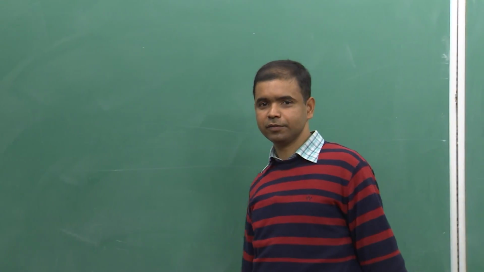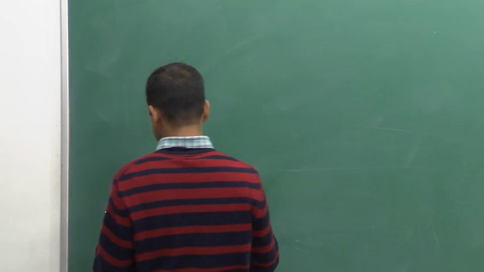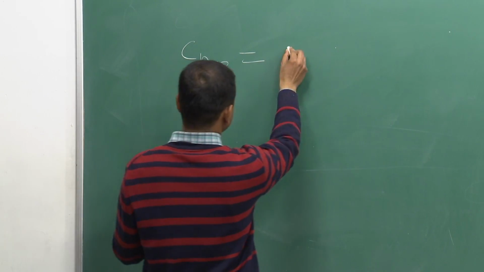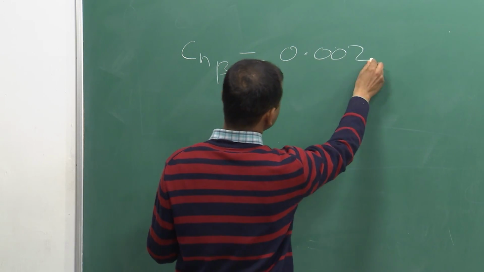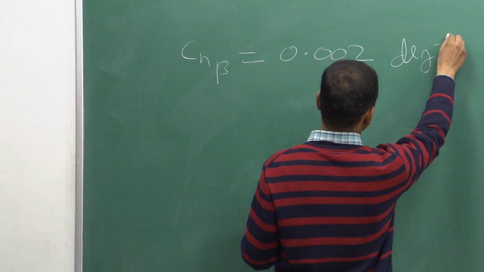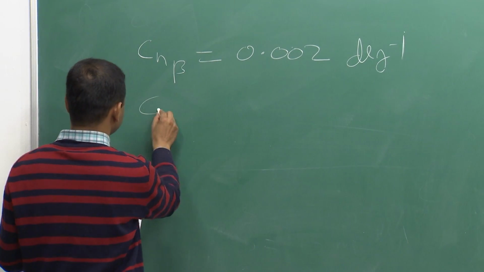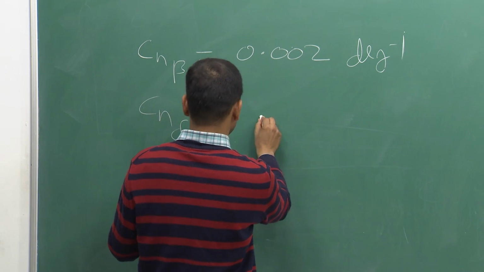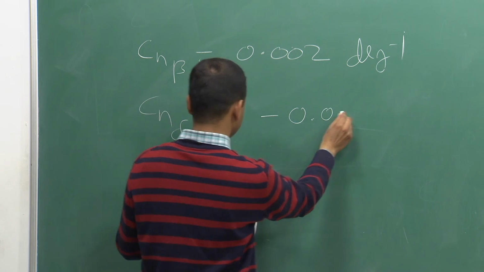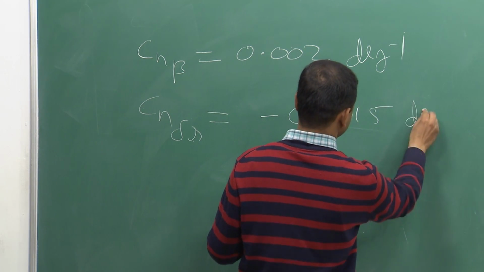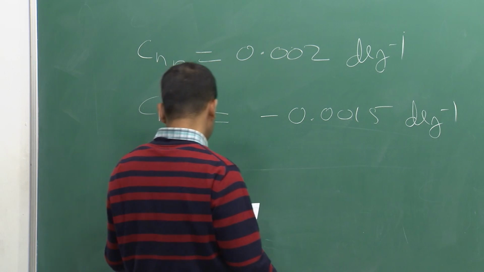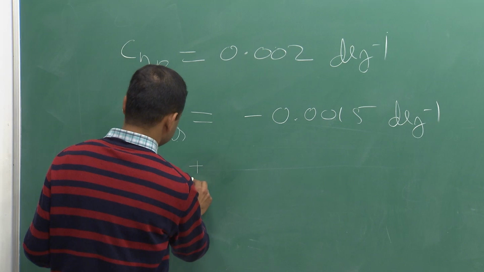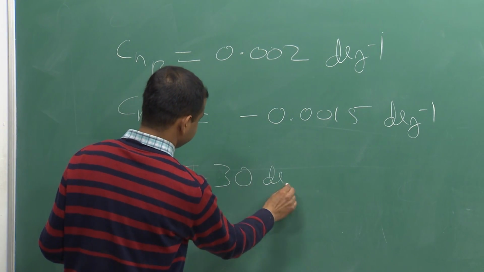Coming to our next numerical, an aircraft has directional stability Cn beta equal to 0.002 per degree, and the rudder control power Cn delta r is minus 0.0015 per degree, and the maximum allowable rudder deflection is plus minus 30 degree.